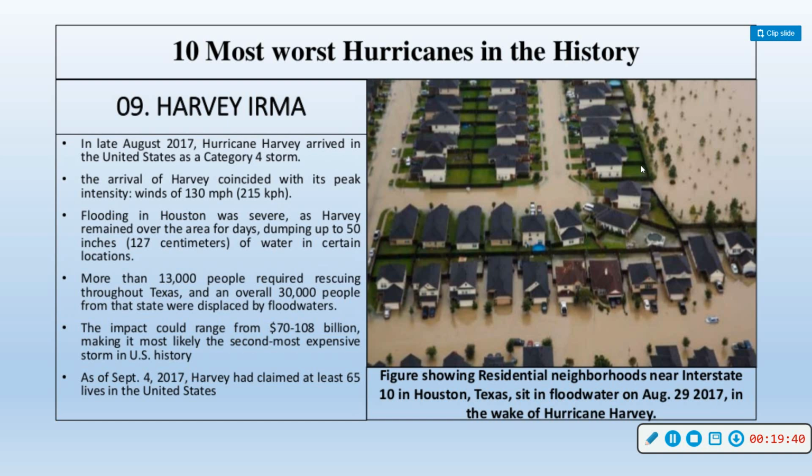More than 13,000 people required rescuing. Overall, 30,000 people from that state were displaced by floodwaters. It caused $70 to $108 billion in damage, making it the second most expensive storm in history, and it claimed about 65 lives.